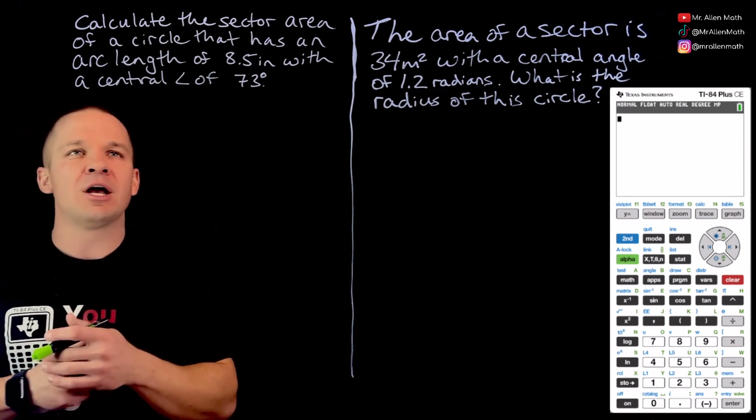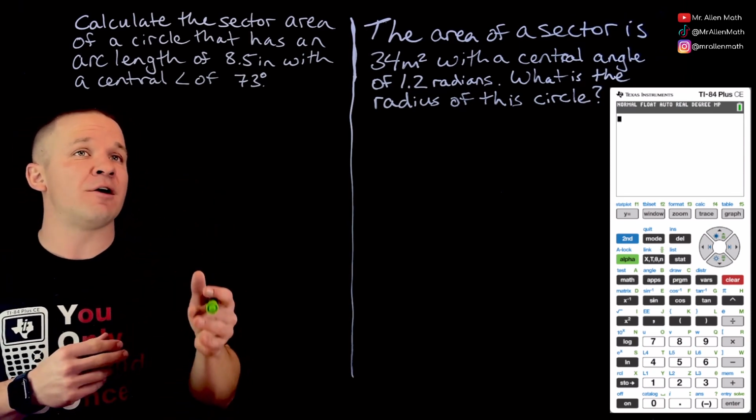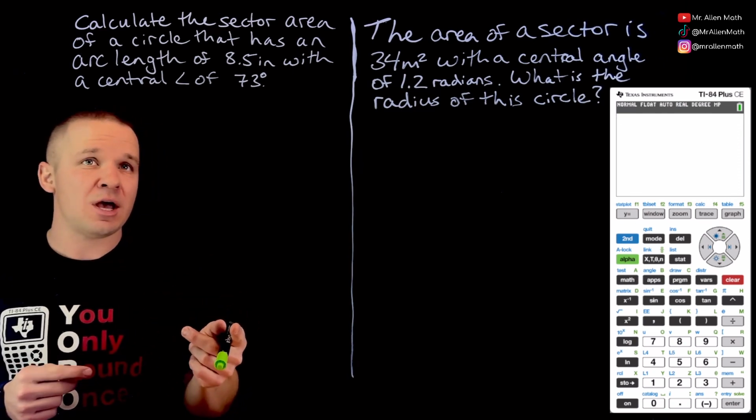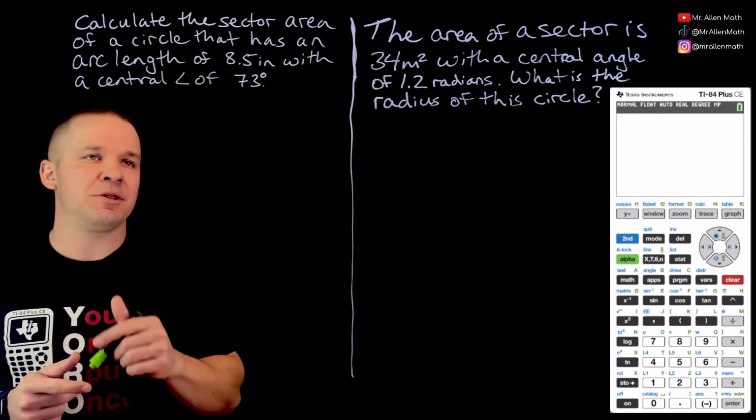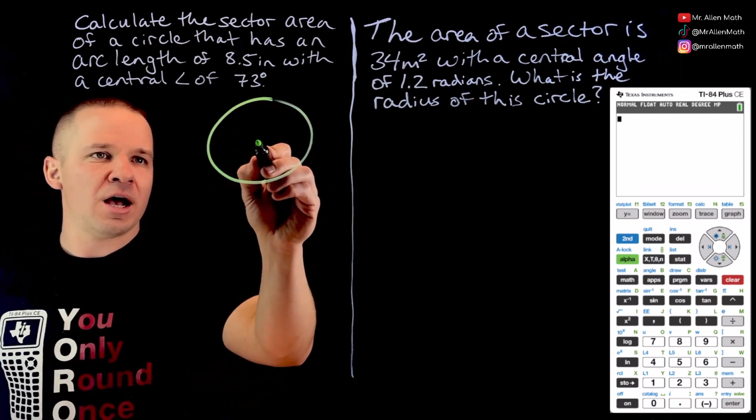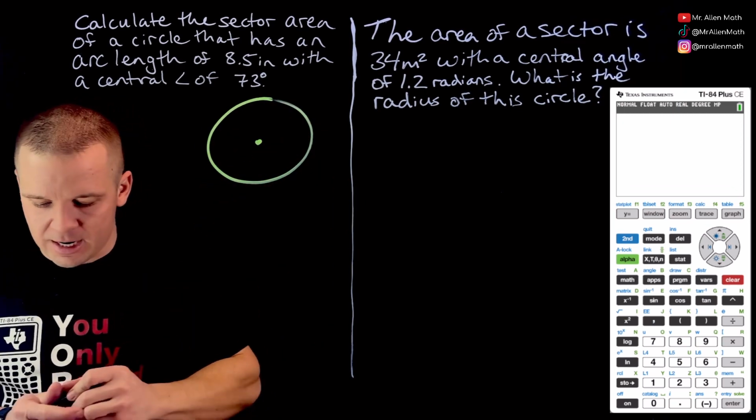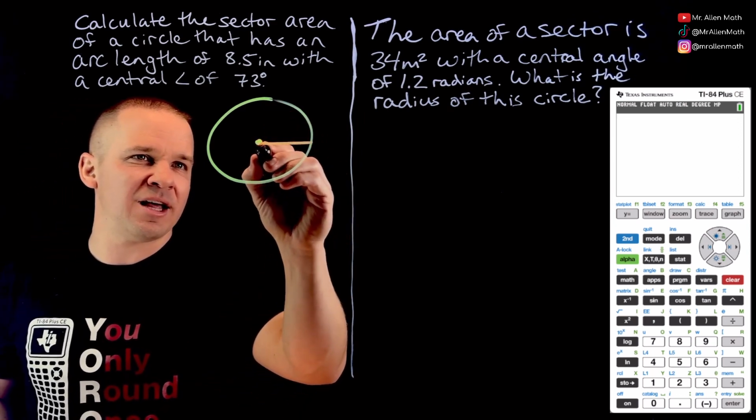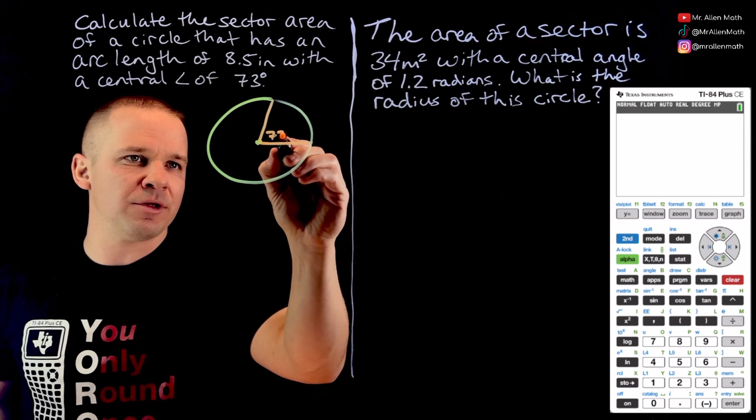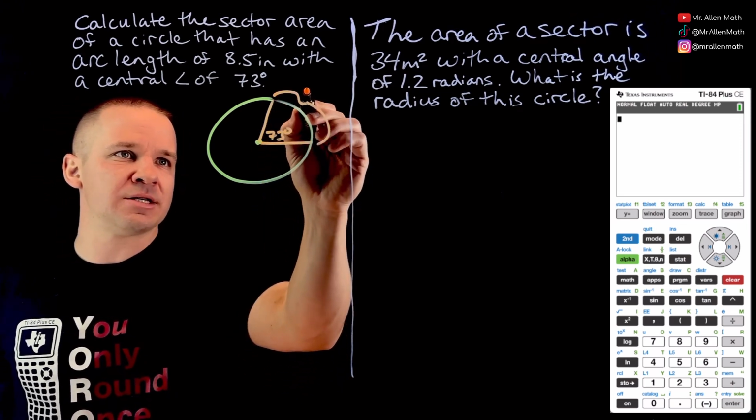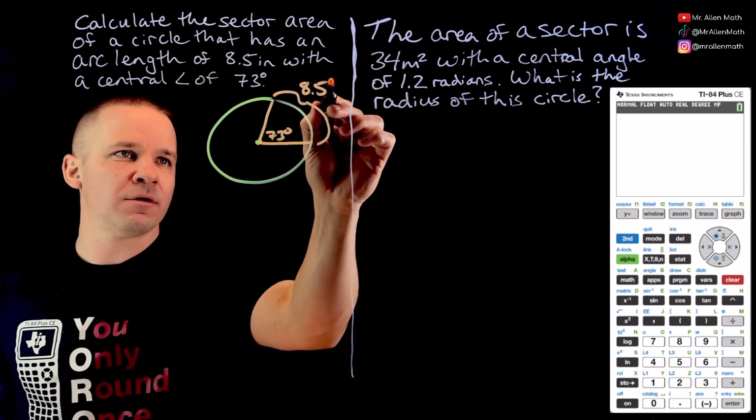All right, first one. We got to calculate the sector area of a circle that has an arc length of 8.5 inches and has a central angle of 73 degrees. So let's just draw this up real quick. I'm going to draw up a circle. Got the center of that circle, right? And then I got an angle at 73 degrees. Sure, looks decent. And then this would be my arc length, which we said is 8.5 inches.